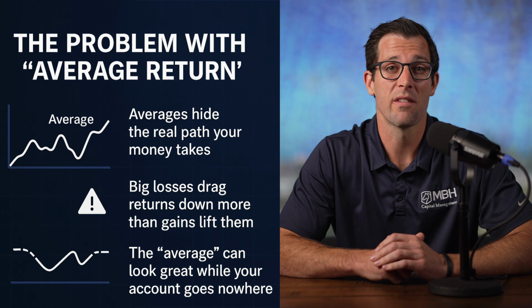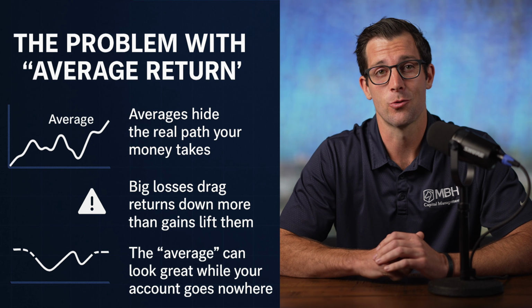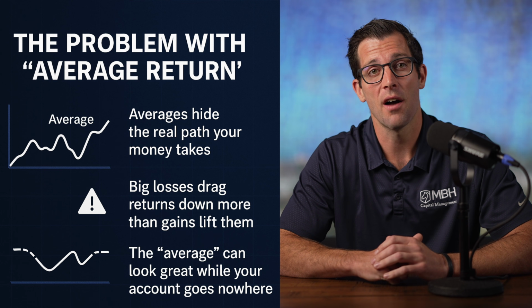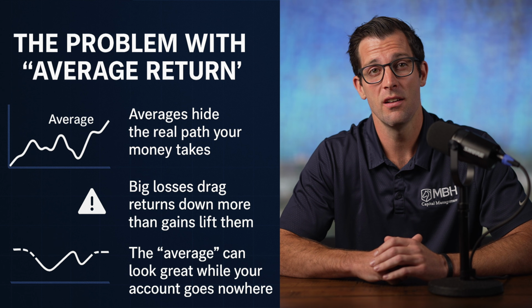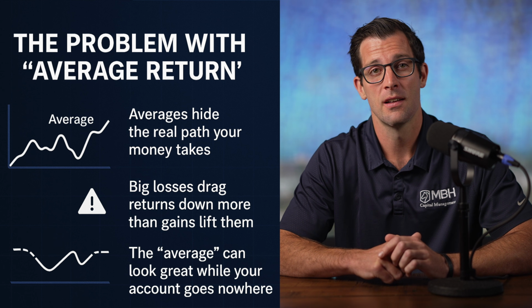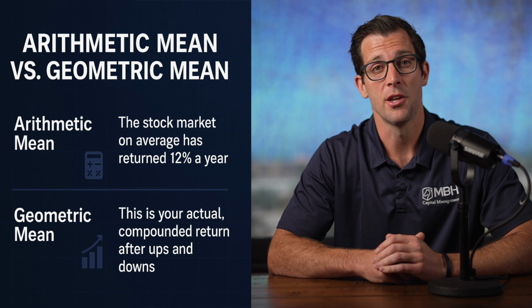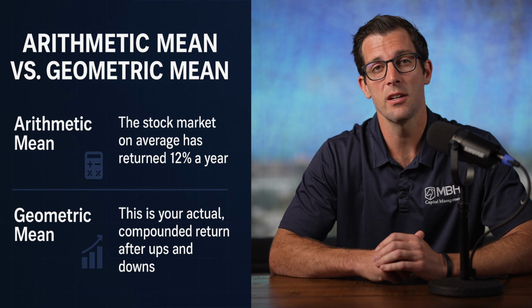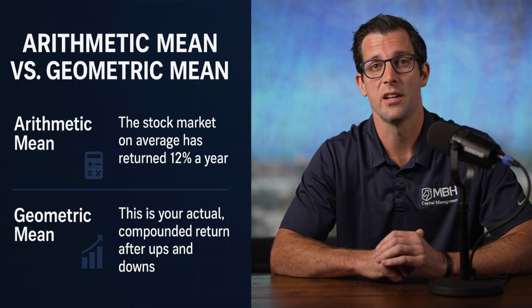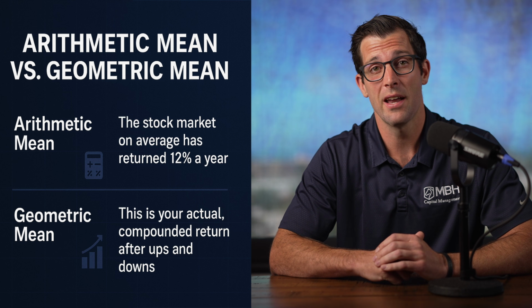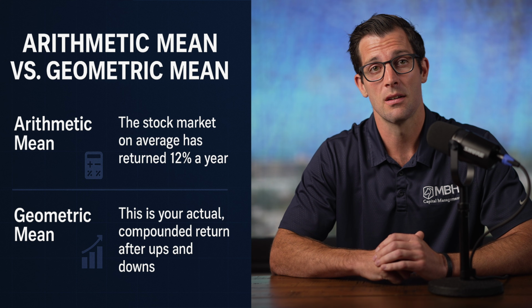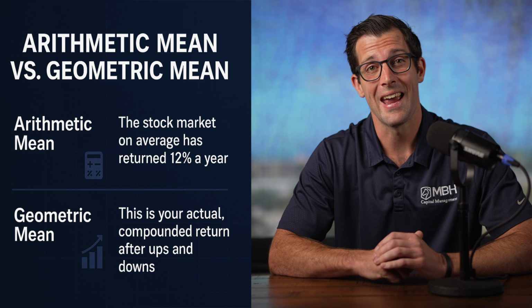The most common statistical trap. Let's start with one of the biggest offenders, the average return. When people talk about average returns in investing, they often use the number that sounds better than what actually happens to your money. That's the arithmetic mean. You'll hear people say the stock market, on average, has returned 12% a year. But the number that really matters for your bank account and your sanity is the geometric mean. This is your actual compounded return after ups and downs.